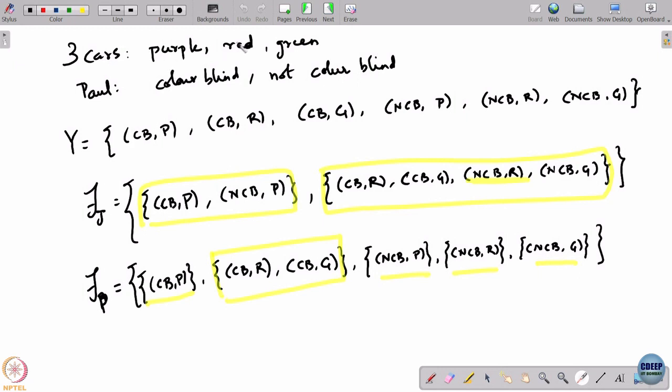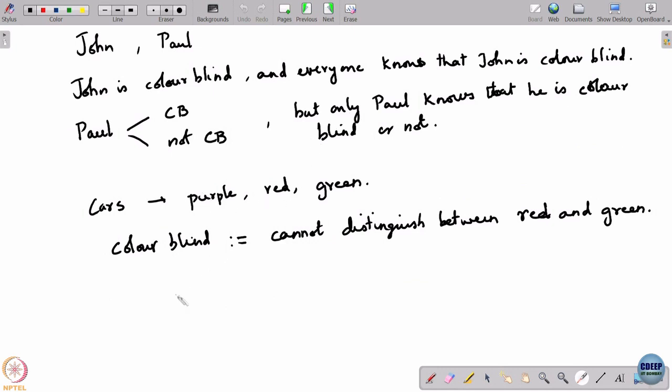And there were three cars that they were looking at potentially, which could have won. There were three cars in the race and one of them could have won the race. The colors of the cars were purple, red and green. And the definition of a colorblind person was that the colorblind person cannot distinguish between red and green.